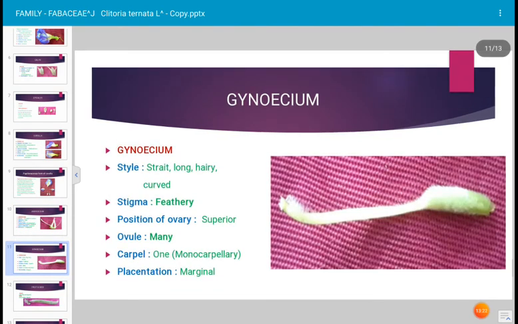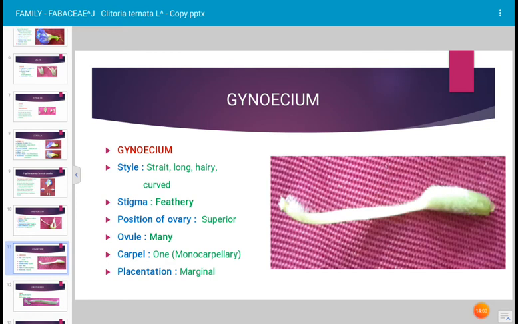Next, this is the gynoecium, female part of the flower. Gynoecium consists of ovary, style and stigma. The style is straight, long, hairy, slightly curved at the top, as shown in the photograph. Photograph is very clear. And stigma is feathery, feather-like outgrowth is there, hence it is described as feathery stigma. And position of ovary is superior, because calyx, corolla, stamens originated from the base of the ovary.